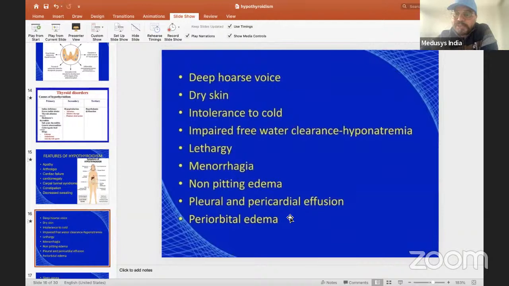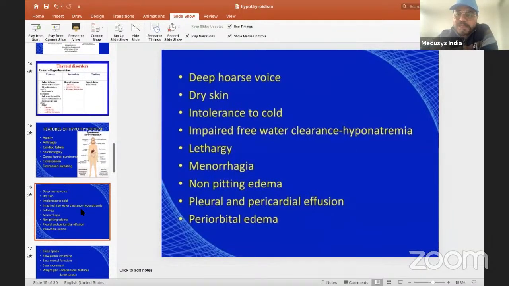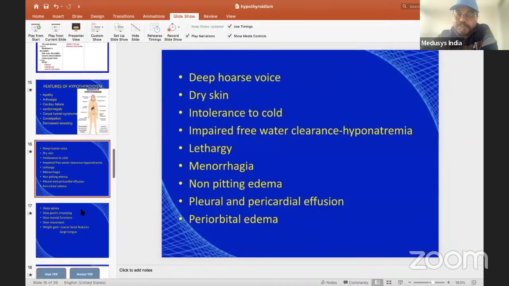Deep hoarse voice. You must ask the patient whether he feels cold, inexplicably more cold than the weather itself. Lethargy. Females may have menorrhagia. The patient may have non-pitting edema over the tibia, pleural and pericardial effusions, and periorbital edema. These are some of the features you may see.